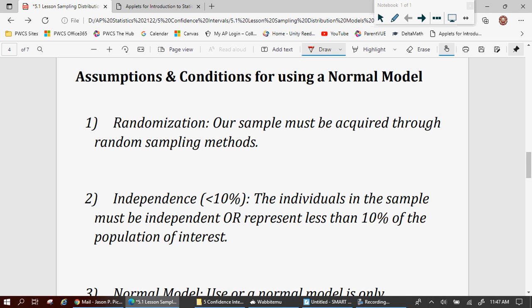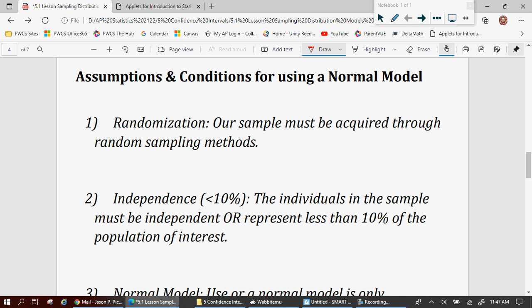Of course, in order to approximate this using a normal model, we have to meet some conditions and requirements. This is going to be a theme that we carry throughout the rest of the year. Some things need to be true about our samples in order for us to approximate them using a normal model. And the first one is always that we have to acquire our samples through random methods. We have to use some appropriate random sampling method, like we talked about at the beginning of the year, or else we're going to introduce bias into our data and it's not going to be useful.